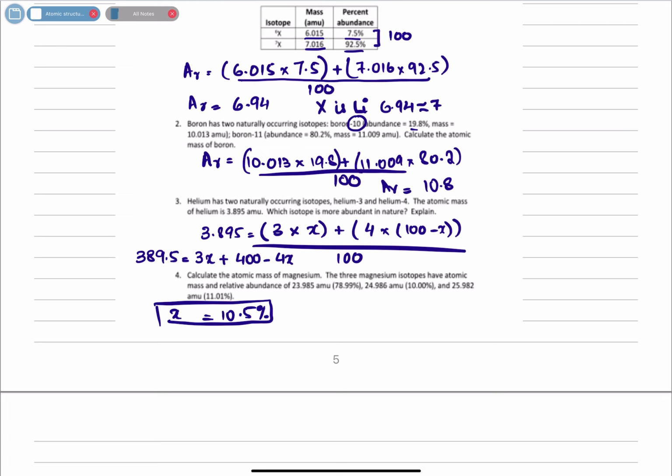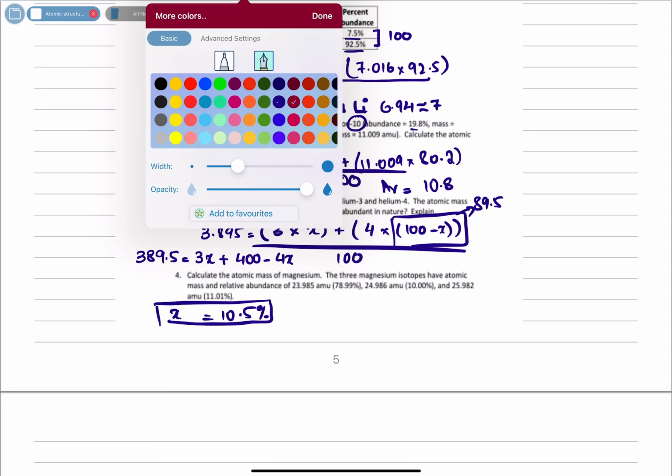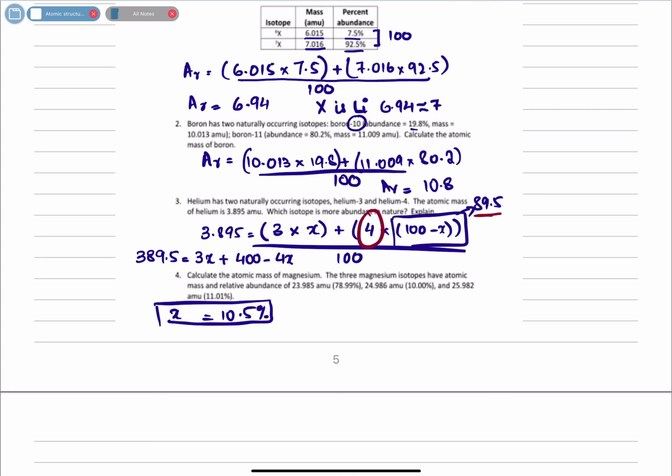So if x is 10.5, which means the first isotope is 10.5, then 100 minus 10.5 is 89.5. That means the abundant isotope of helium is 4. Helium 4 is more abundant because helium 4 has a percentage of 89.5. Helium 3 is only 10.5%, as I've calculated.